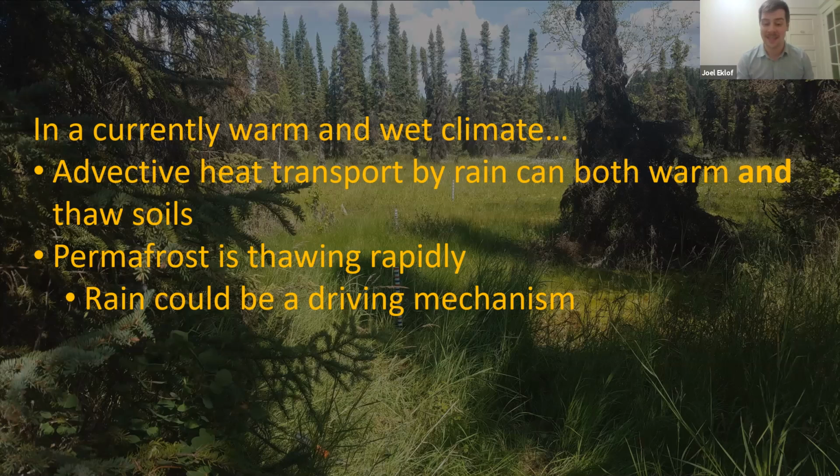Results from both of these sites demonstrate the ability of warm rain to advect heat into permafrost landscape soils, affecting both the biogeochemistry and the thaw. But most major models do not incorporate advective heat transport. They just incorporate conductive heat transport.